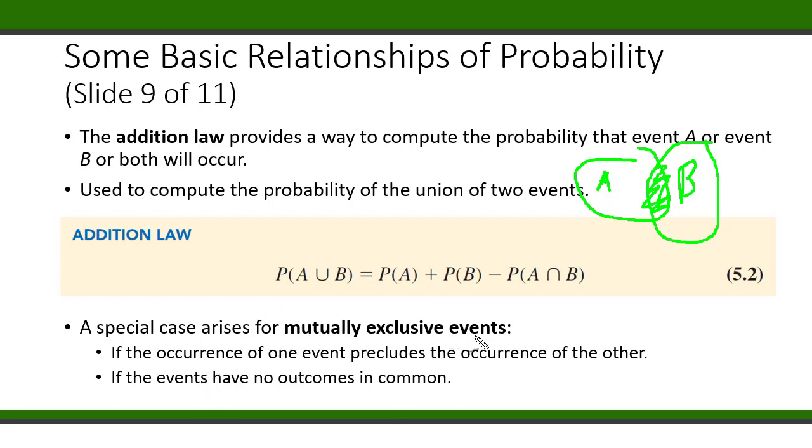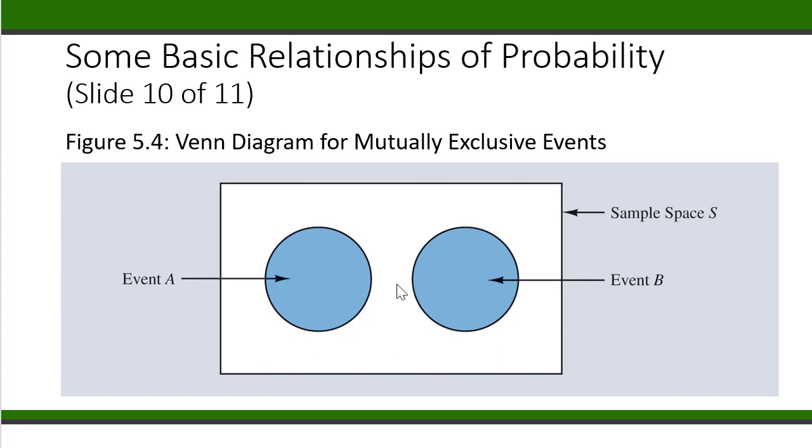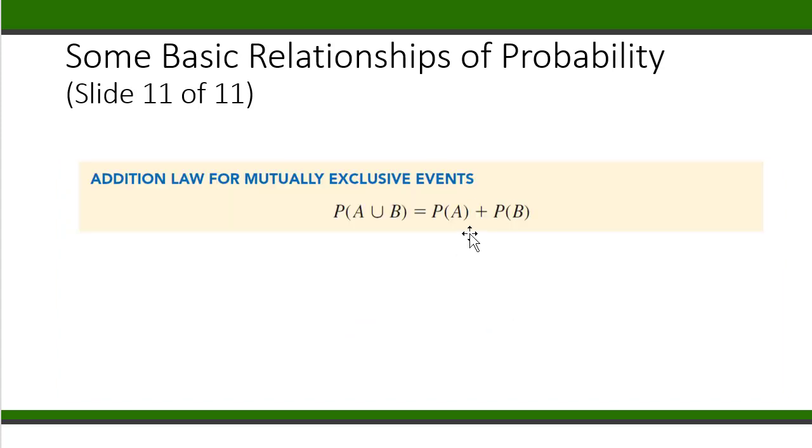And then we have a special case for mutually exclusive events. The occurrence of one event precludes the occurrence of the other, or the events have no outcomes in common, then there's no intersection. And if there's no intersection, then the probability of A union B is just the probability of A plus the probability of B, because the intersection is 0. Just thinking about that and drawing it out will help you keep that in mind.